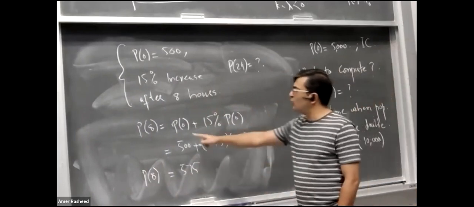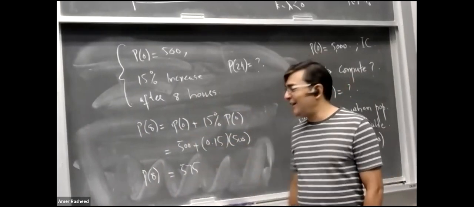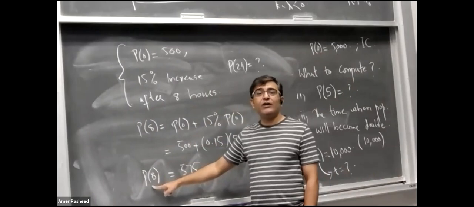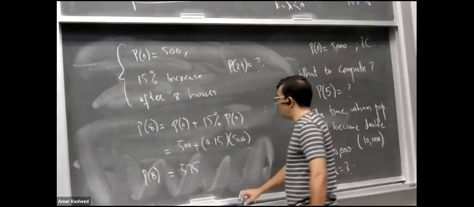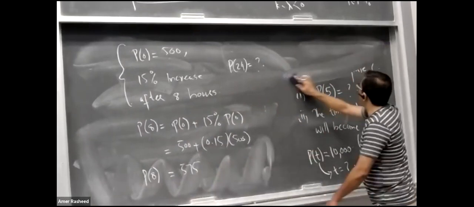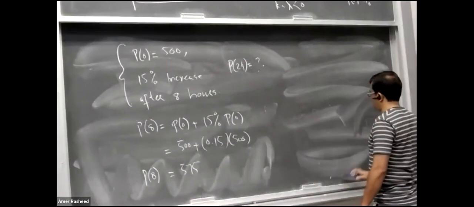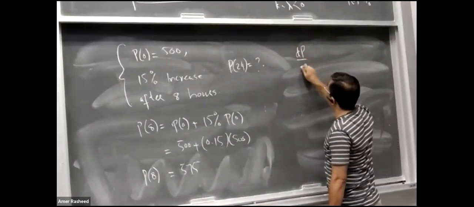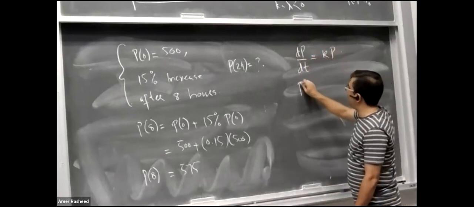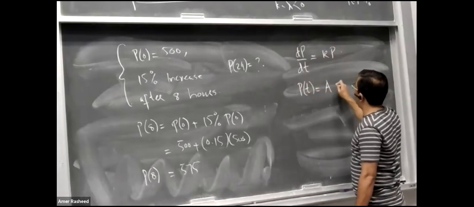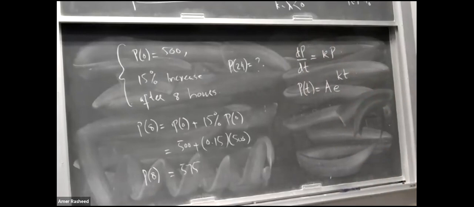From P of 0, we can compute the constant of integration. And from P of 8, we can compute the K, because we don't have the value of K here in this situation. So we know the solution, we know the model. The model is what? The model is dP by dt equal to K times P. Okay. And the solution is P of t is A times e raised to the power kt. ये होता ना? The solution is this.